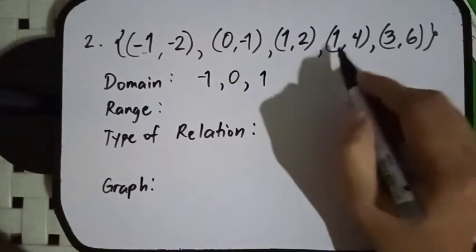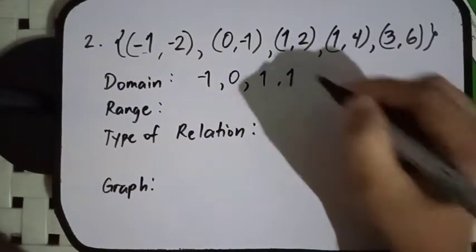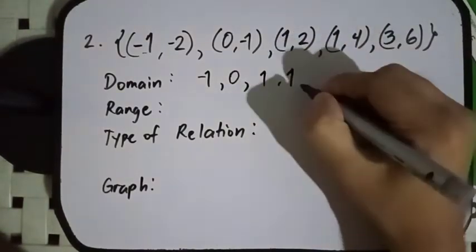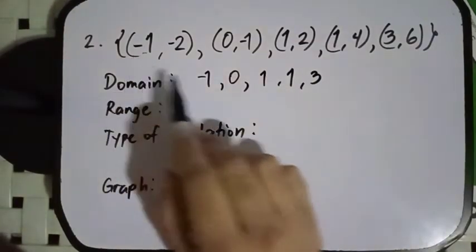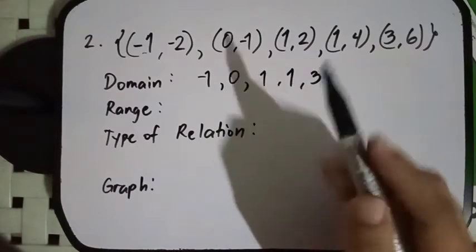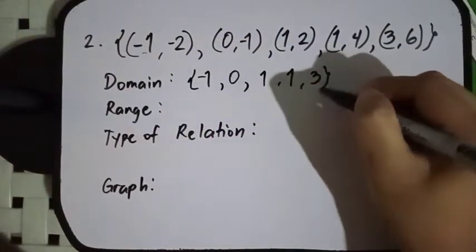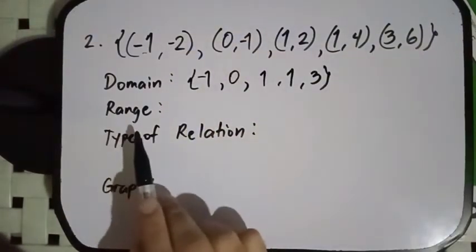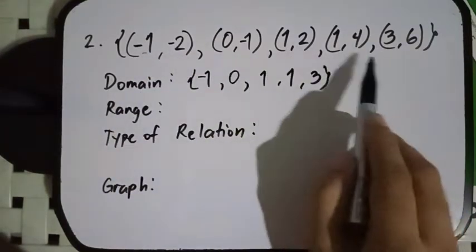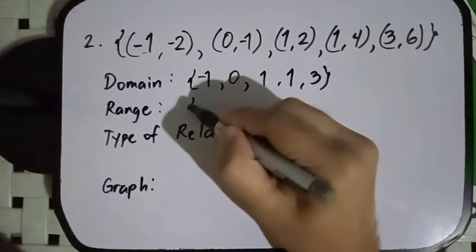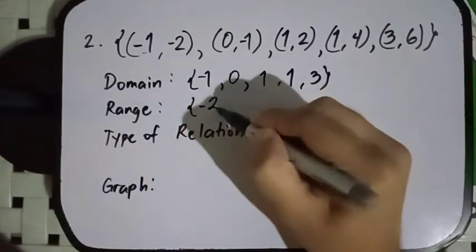Tapos yung ordered pair na to, 1 din. Tapos dito naman is 3. Ayan. So yan yung first numbers ng ordered pair sa relation. Okay? At ito yung domain. Sa range naman is yung pangalawang numbers naman na nasa ordered pair. Okay? So sa first ordered pair natin, yung pangalawang number ay negative 2.